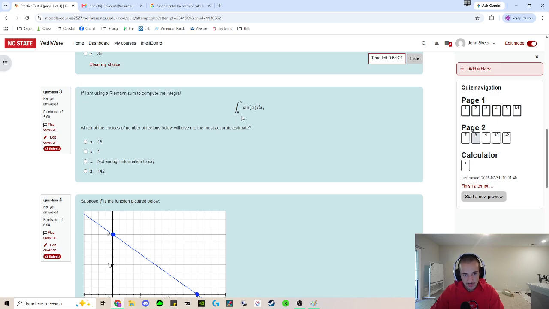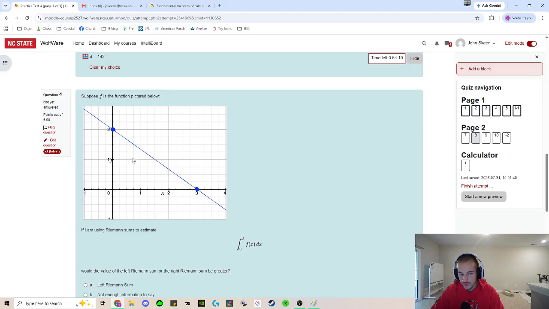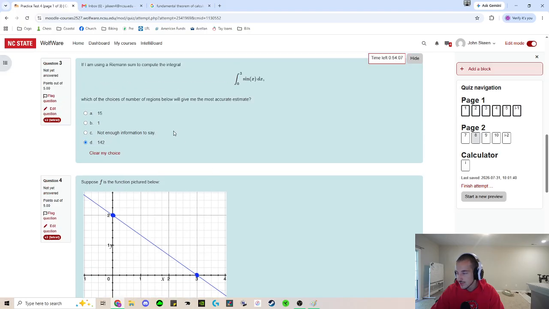If I'm using a Riemann sum to compute the integral, which of the choices of the number of regions below will give me the most accurate estimate, right? The more regions you use is always going to give you the best estimate, right? So we're going to be taking more and more of these tiny little rectangles, so 142 is definitely going to be the answer.